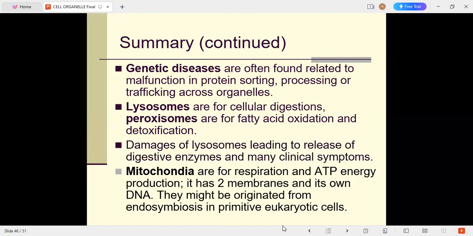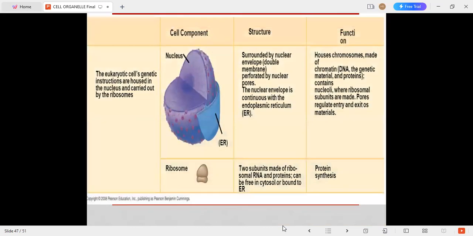Mitochondria are for respiration and ATP energy production. They have two membranes and their own DNA. They might have originated from endosymbiosis in primitive eukaryotic cells. So this is the summary. The eukaryotic cell's genetic instructions are housed in the nucleus and carried out by the ribosomes.